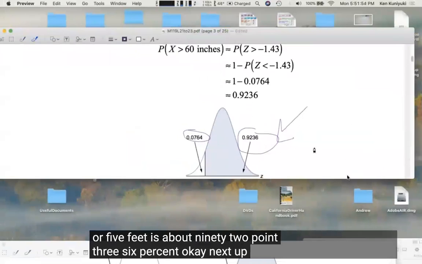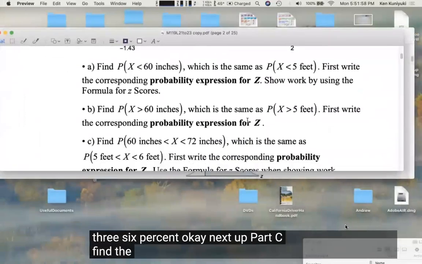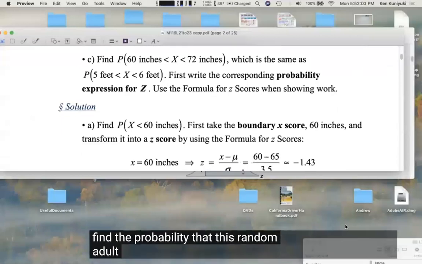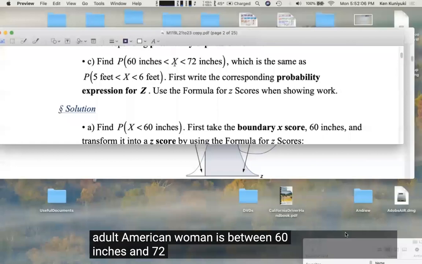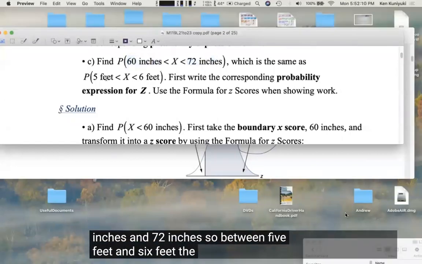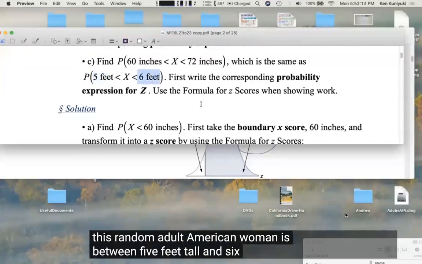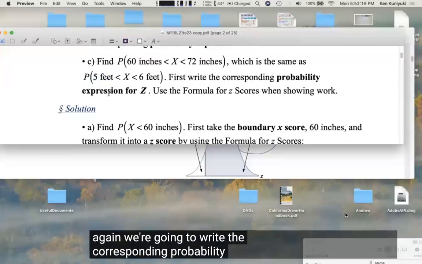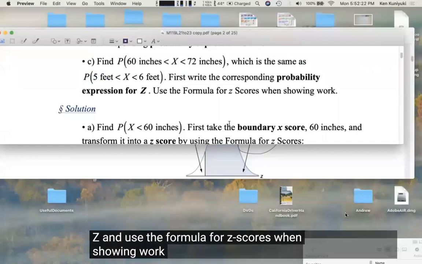Next up, part C. Find the probability that this random adult American woman is between 60 inches and 72 inches, so between 5 feet and 6 feet. Again, we're going to write the corresponding probability expression for Z and use the formula for Z-scores when showing work.